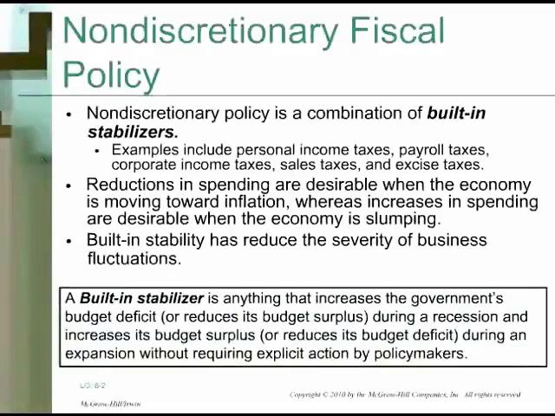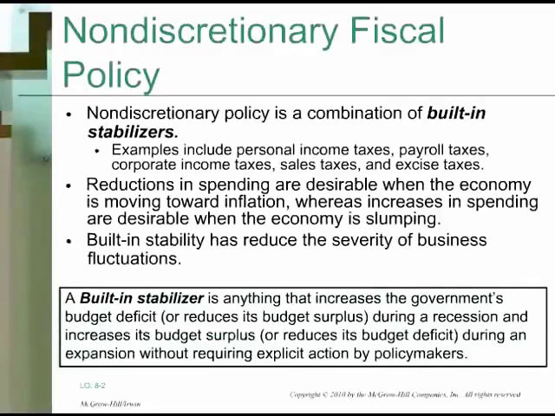Non-discretionary policy is a combination of built-in stabilizers. A built-in stabilizer is anything that increases the government's budget deficit or reduces its budget surplus during a recession, and increases its budget surplus or reduces its budget deficit during an expansion without requiring explicit action by policymakers. Examples include personal income taxes, payroll taxes, corporate income taxes, sales taxes, and excise taxes.